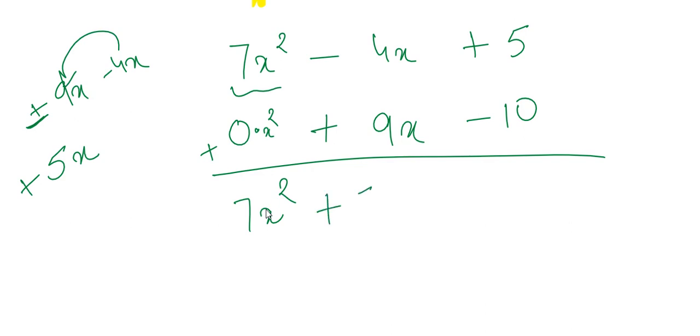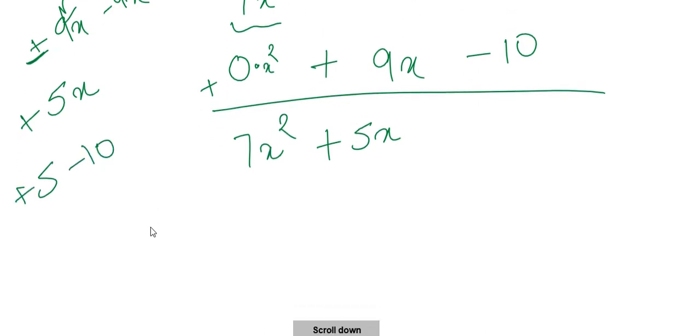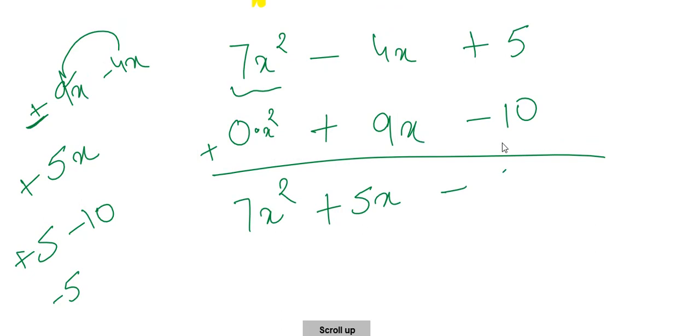I would be having 5x, and since minus 10 plus 5 minus 10, here would be 5, minus is with the greater sign, a greater number, so I would be having minus 5. So it would give me minus 5. So this expression which I am getting here is my required addition of the two terms which we had been given. So this is how we find addition.